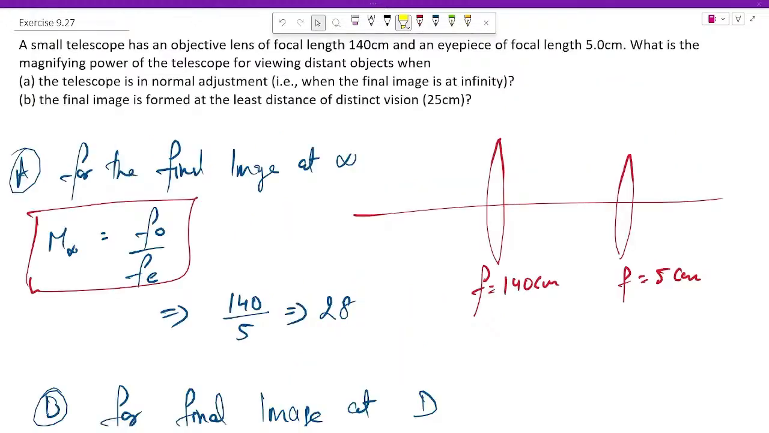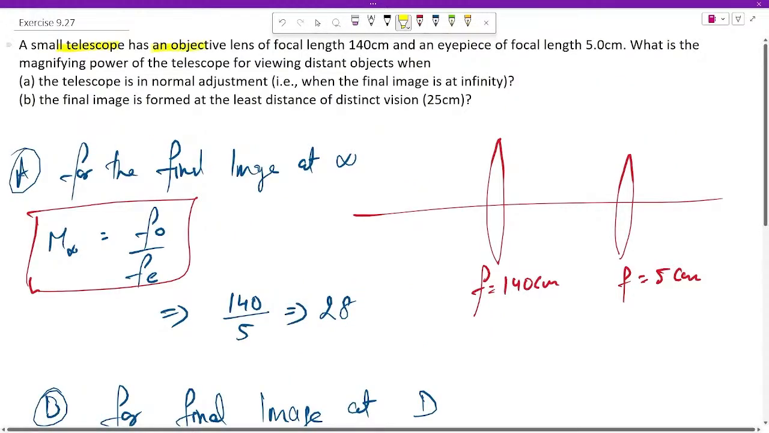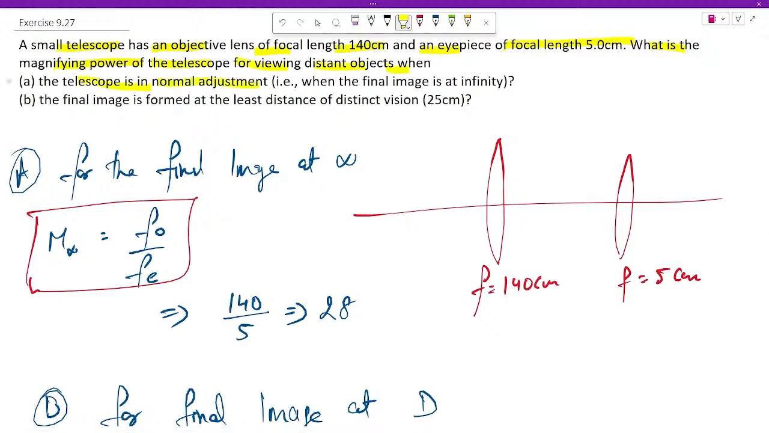The question says that a small telescope has an objective lens of focal length 140 centimeter and an eyepiece of focal length 5 centimeter. What is the magnifying power of the telescope for viewing distant objects when the telescope is in normal adjustment, that is when the final image is at infinity, and when the final image is formed at the least distance of distinct vision, that is 25 centimeter? So here we have two cases, where the final image is forming at infinity and where it is forming at the least distance of distinct vision. In both cases we have to find the magnifying power of the telescope.